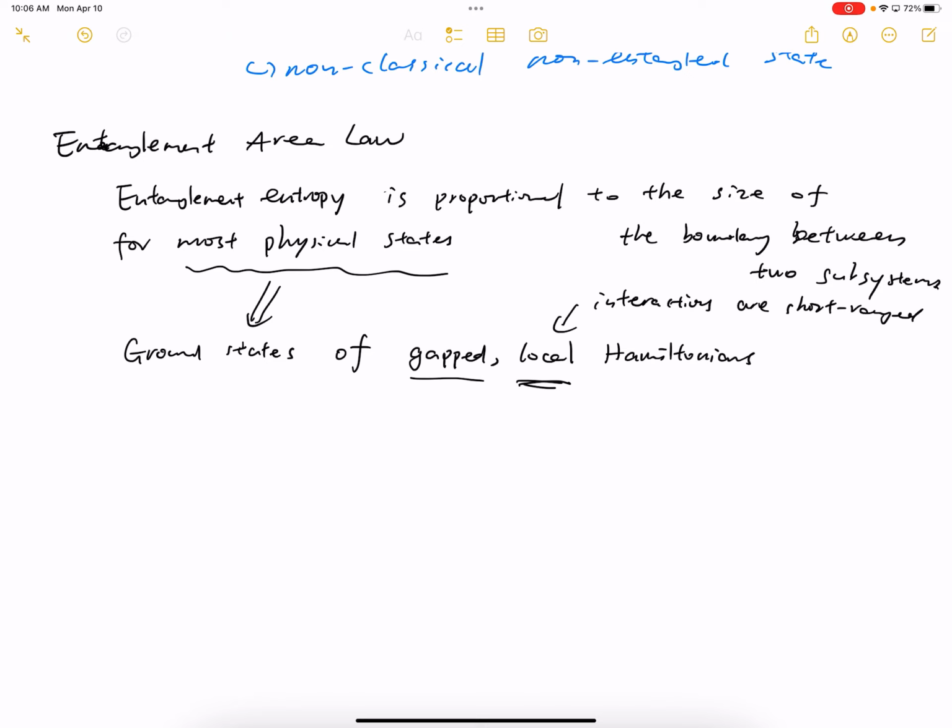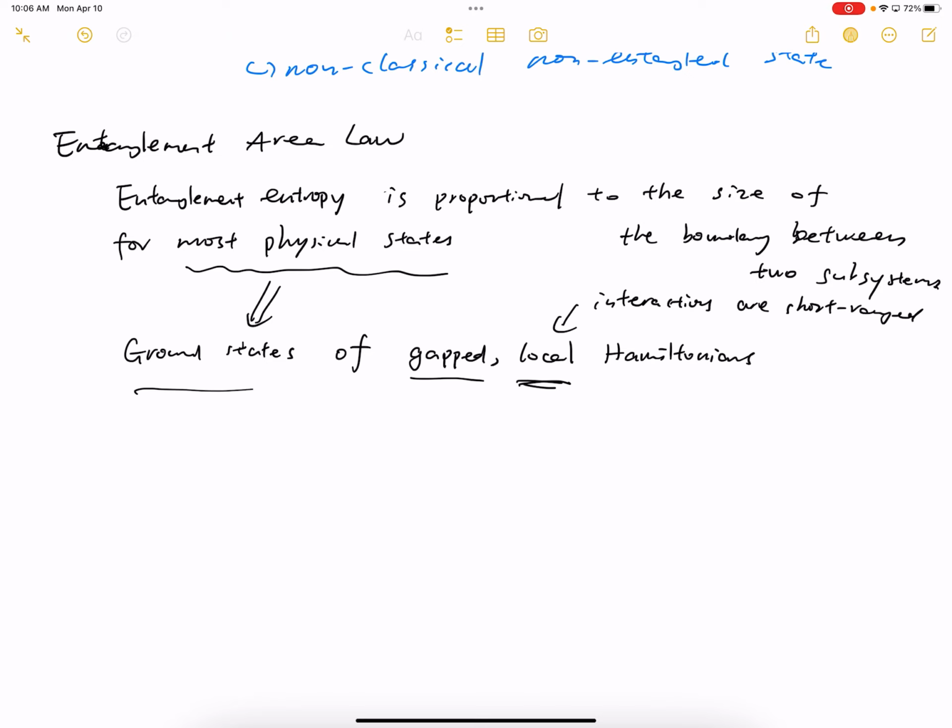Right? And of course, you can violate this, for example, by having long-range interactions, which are more common nowadays because of quantum simulation and quantum computing platforms, but still less common than short-range local Hamiltonians. And if you don't have the gap, like at the critical point, the entanglement area law is supposed to break. And we'll talk about that later.